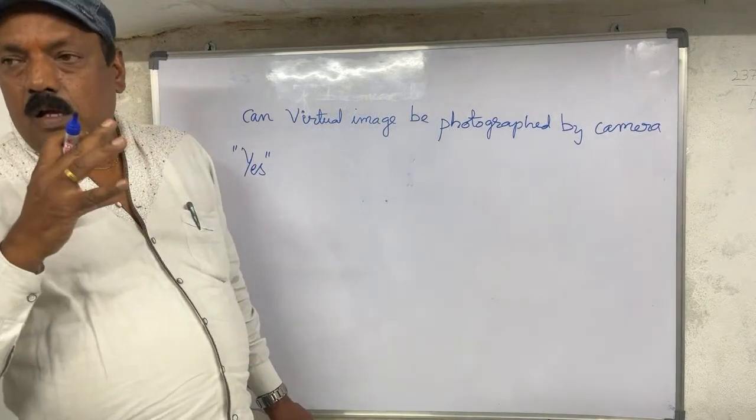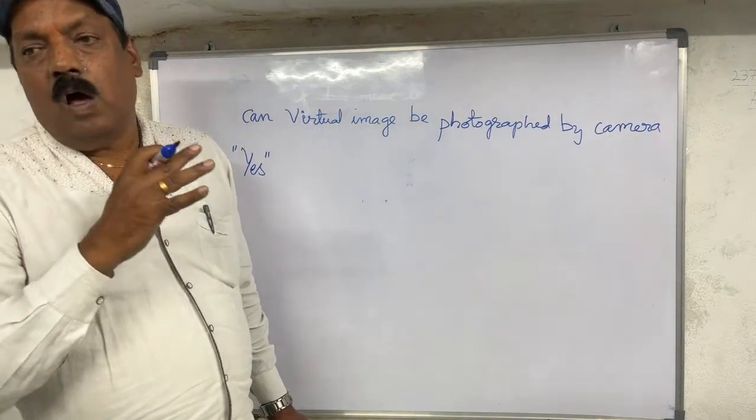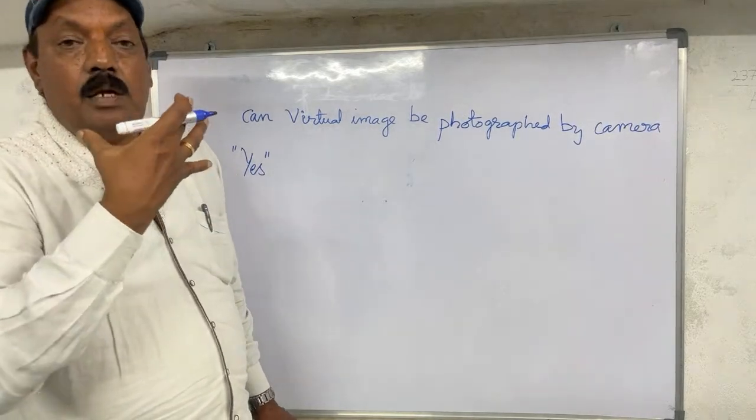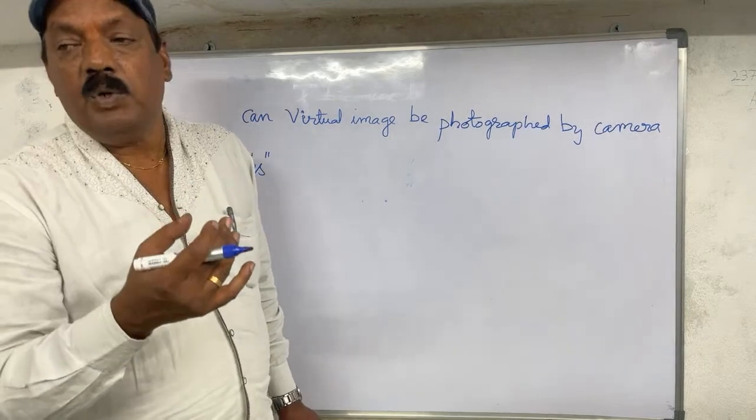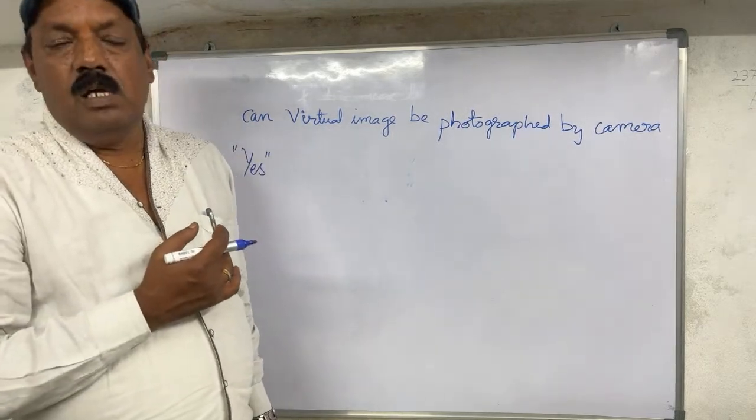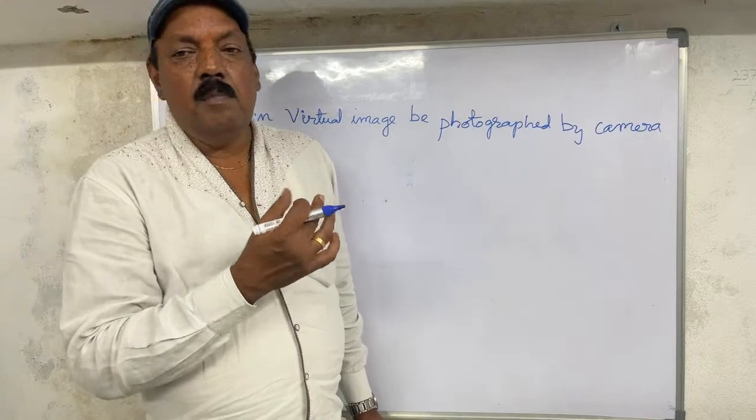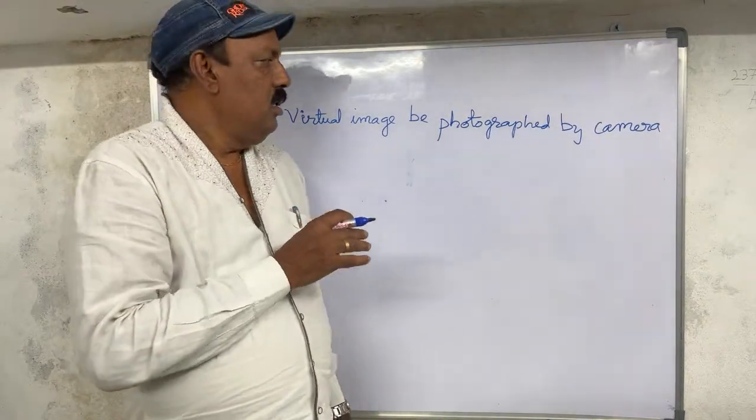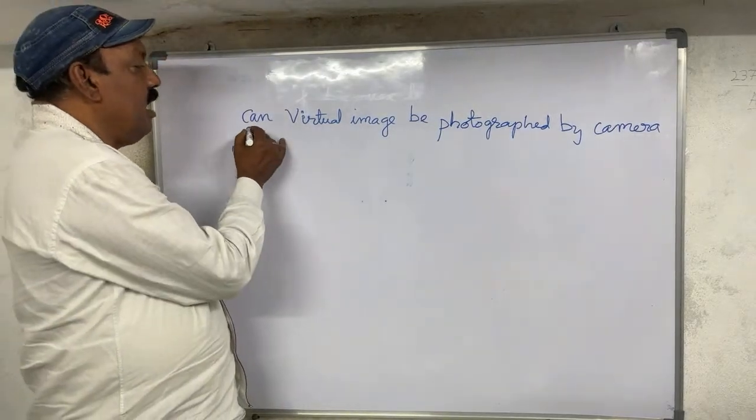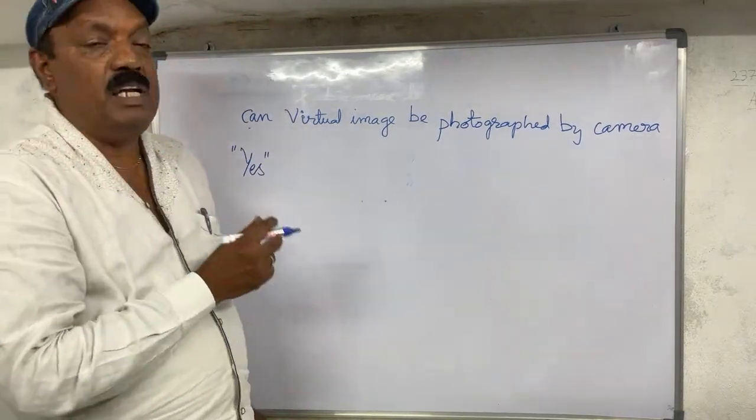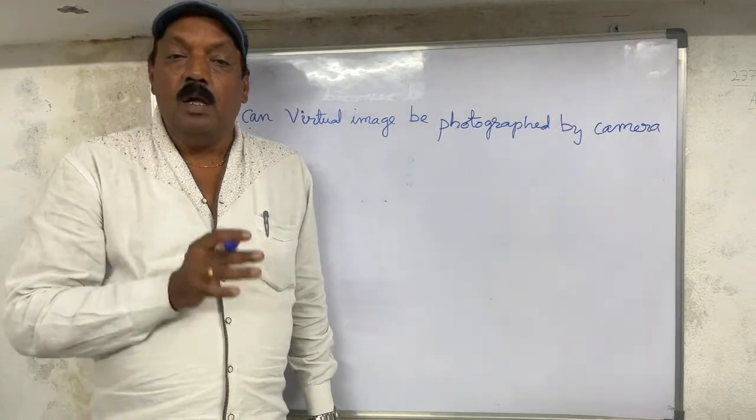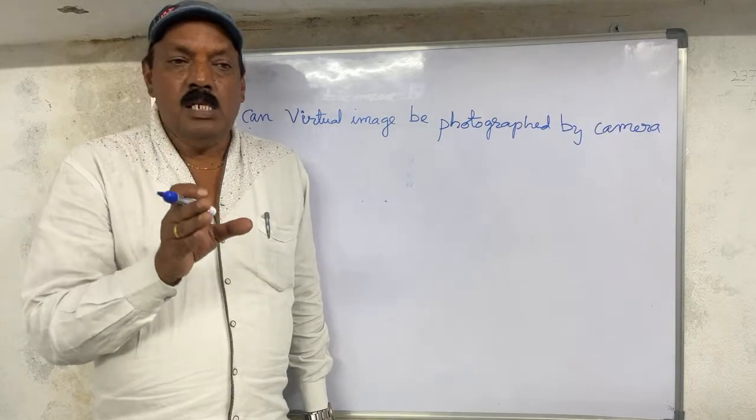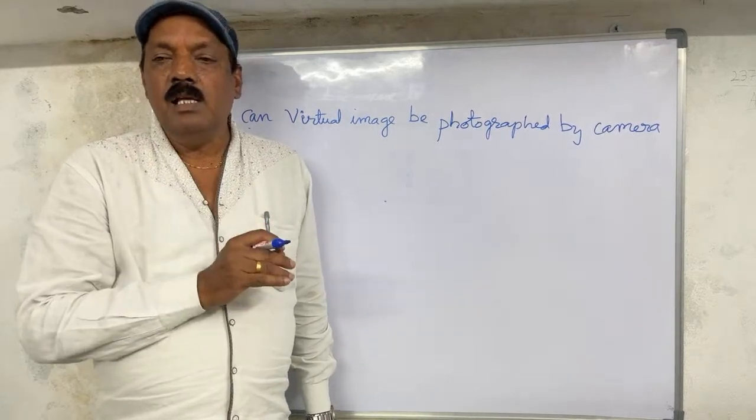Whenever you are concentrating on the object with the camera, automatically the virtual image also gets photographed. So it is possible. But if it is a virtual image on the other side of the lens, it is not going to be possible. So the question: can a virtual image be photographed by a camera? Yes, it is going to be photographed. The reason is both are on the same side, the image as well as the object.